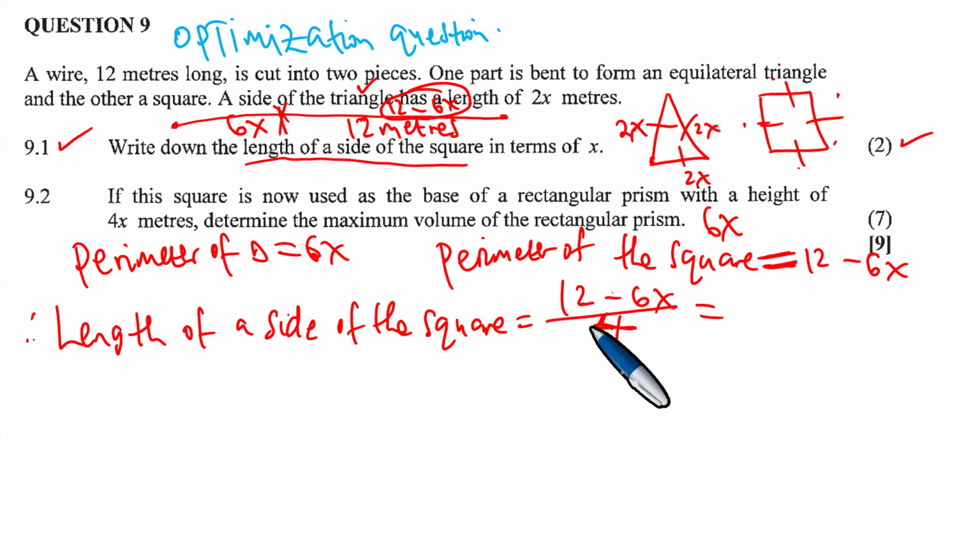So 12 divided by 4 is what? It's 3. And then here is 3 out of 2x. So the length of the side of the square is 3 minus 3 over 2x.